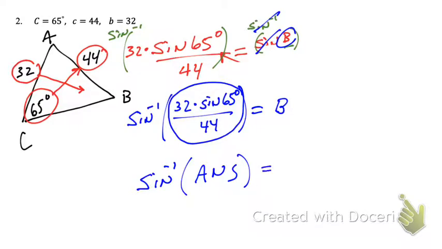And when I do that, I get angle B to be 41.2 degrees. Okay, so now we know angle B is 41.2. Now what you can do as you're solving this, realize you just had 65 degrees and it has a 44 opposite of it. So we had a 32, which is smaller than 44, so our angle should be smaller than 65. And we can kind of check ourselves as we go along.